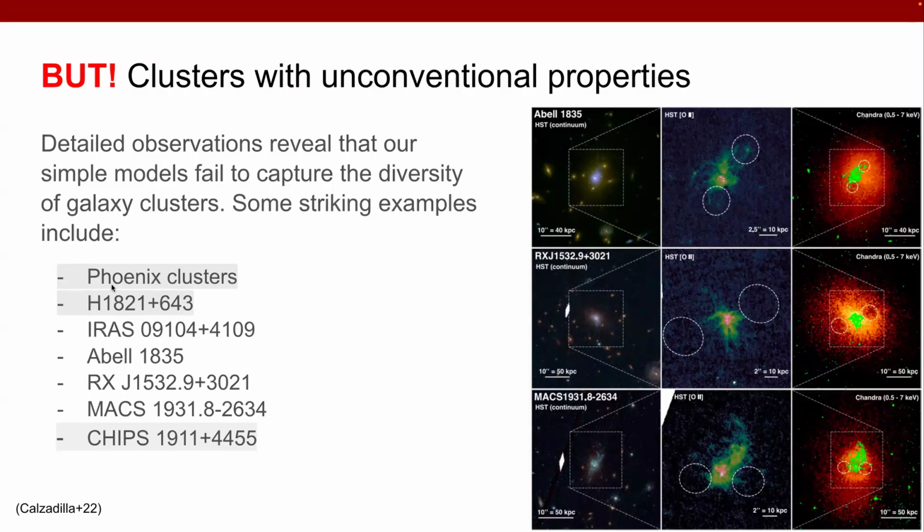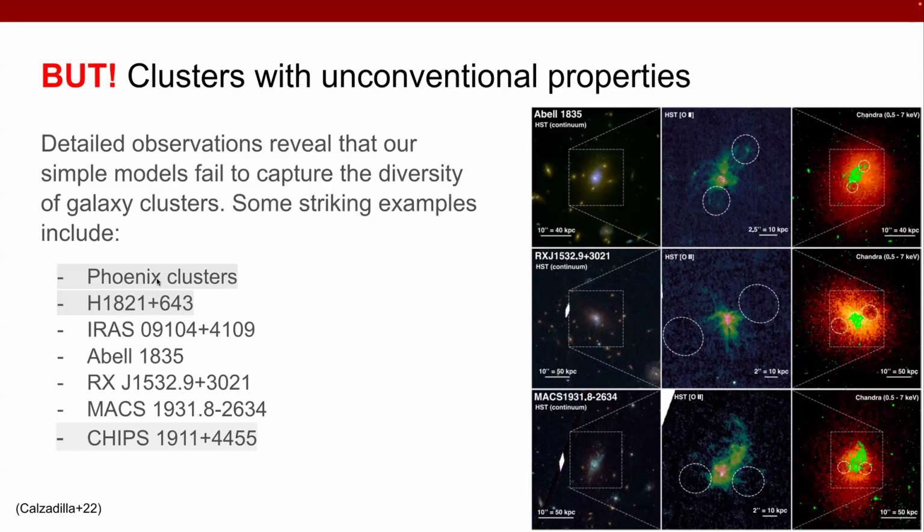A lot of them have a large amount of star formation. Some of them have a giant AGN or giant quasar in the center. Some of these are shown here, including Abell 1835, RXJ 1532, and MACS 1931. All these are massive BCGs inside a galaxy cluster that have a ton of star formation. You can even see the [O II] emission line image from above.